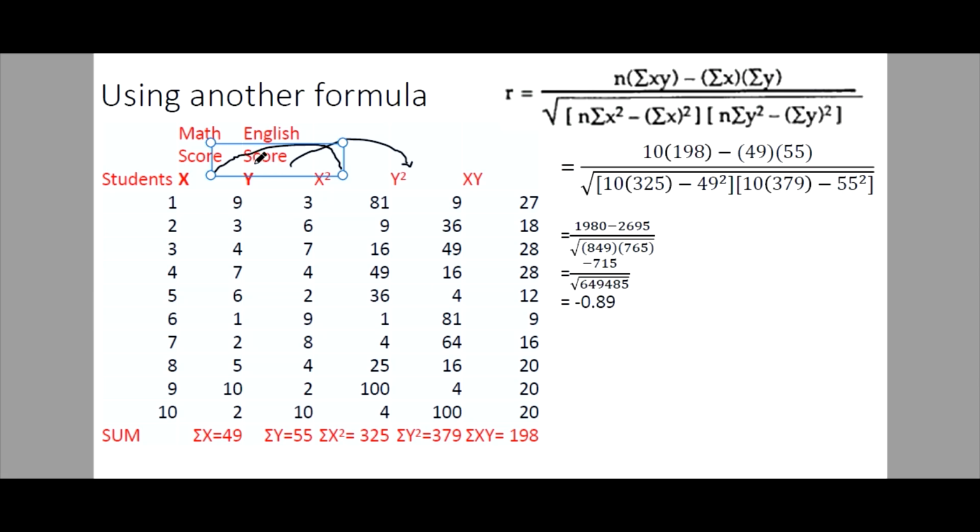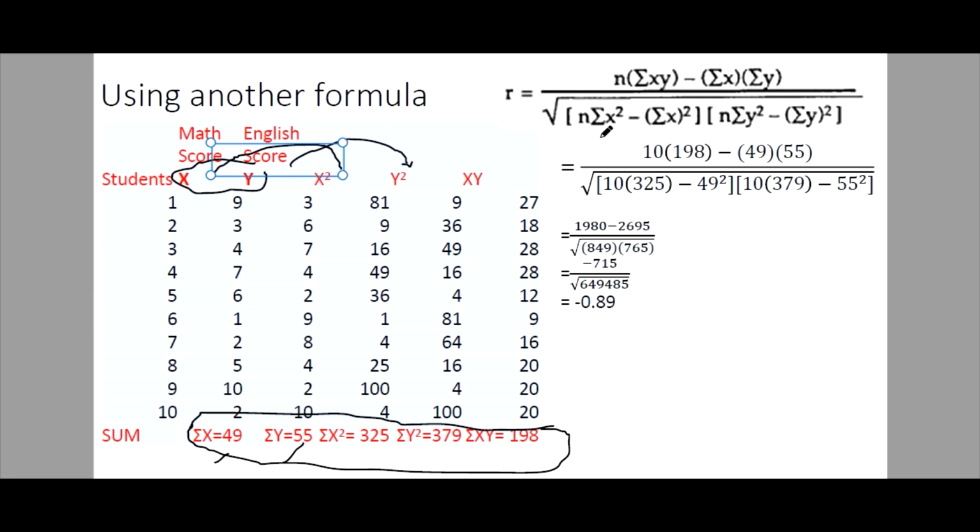And last, multiply these two columns. 9 times 3, 27. 3 times 6, 18. 4 times 7, 28, and so on. And lastly, get the sum of each column. After getting the sum, you're now ready to do the substitution. N is 10. Summation of xy, which is 198, minus the product of the summation of x and summation of y. So we have 49 times 55 divided by the square root of this first group.